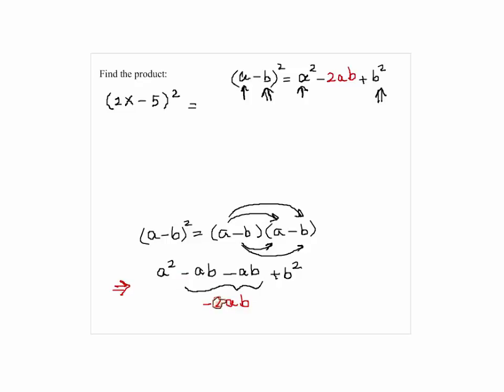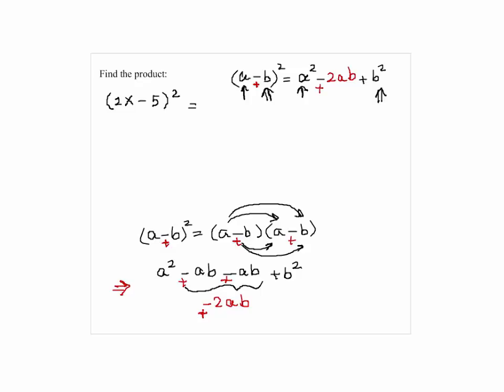Now if instead of minus I have plus, the only difference would be that this would be plus, and then when you add these, you get plus ab and plus ab. So what would be the middle term now? Instead of minus 2ab, it would be plus 2ab. Plus 2ab, very good. So if this were plus, the only difference would be plus 2ab.